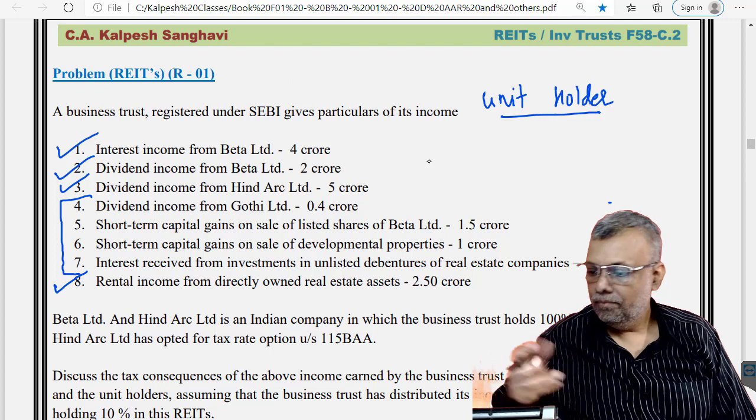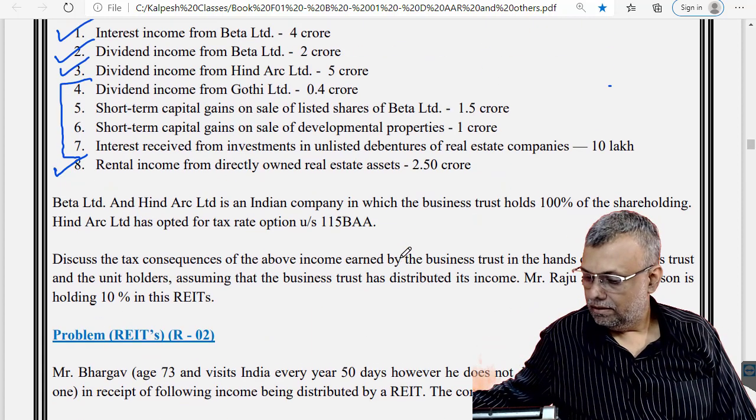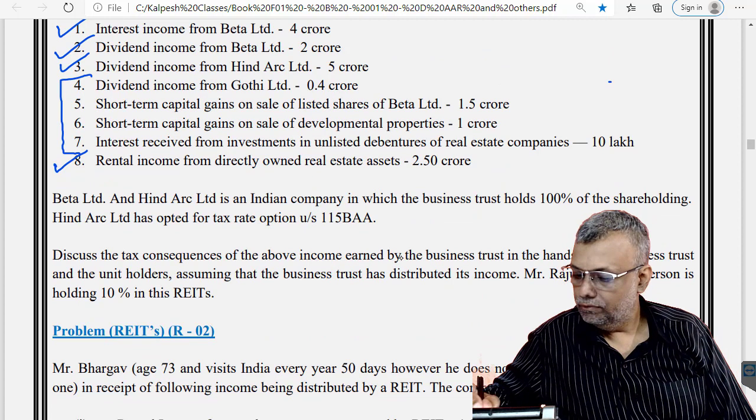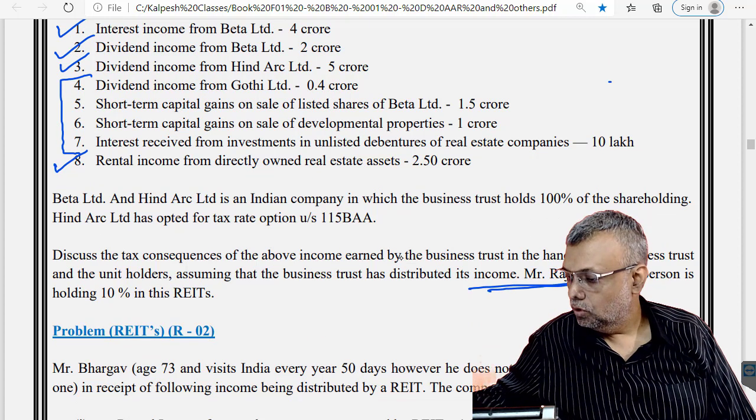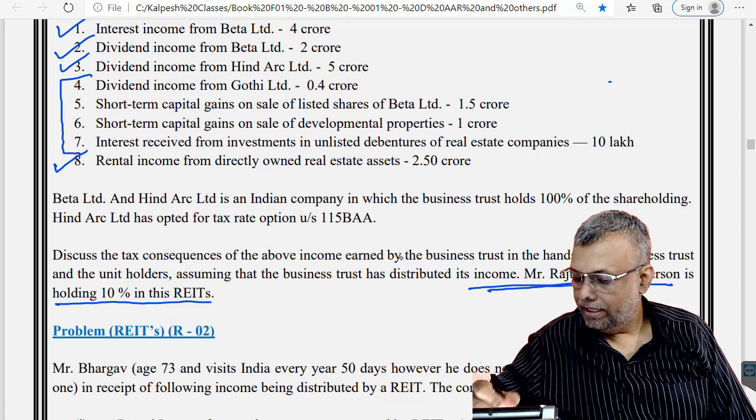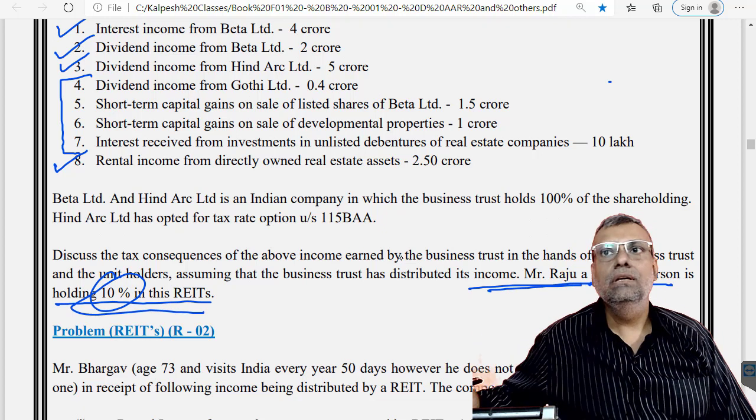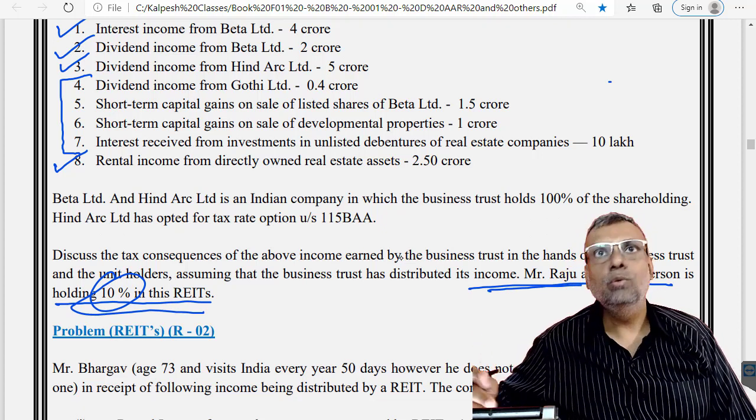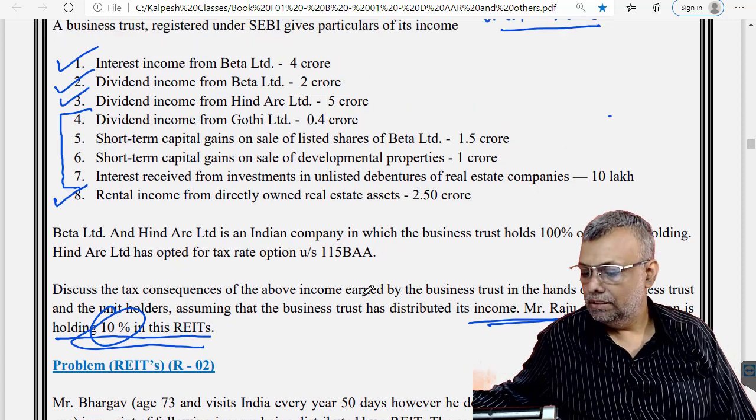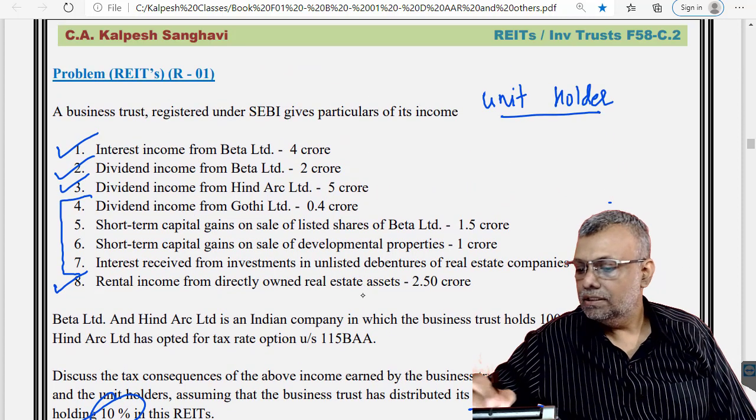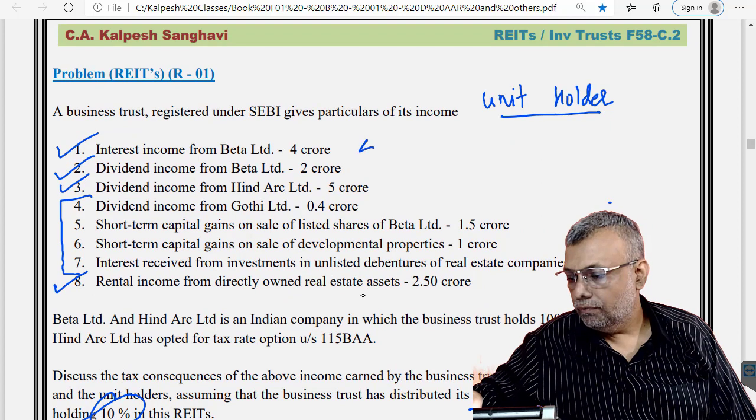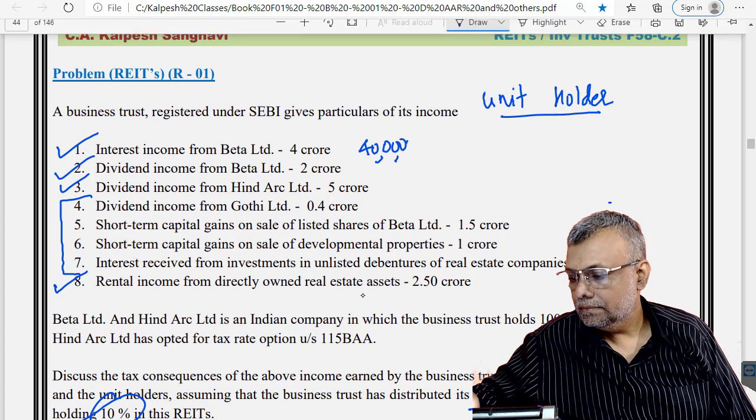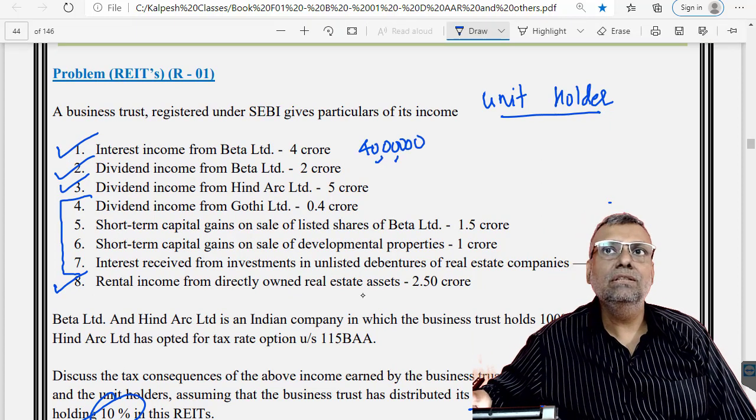So the unit holder, if you see here, Mr. Raju, a resident person, is holding 10% in this particular business trust. So all the figures for this Mr. Raju are going to become 10%, because he is a 10% investor. So interest income from the business trust of 4 crore, for him it will be 40 lakhs, because you have to do the computation of Raju.